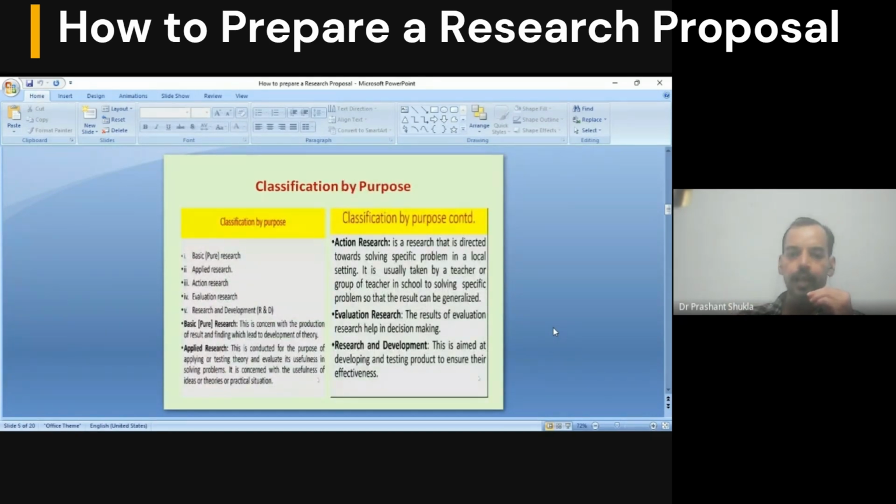The first one is classification by purpose. Now, this point has already been discussed by the previous 2 esteemed speakers, so I would not go into detail. So on the basis of purpose, there are 5 different kinds of research. The first is known as basic or pure research, which is concerned with the production of research and findings which lead to development of a new theory. The second is applied research, which is conducted with the purpose of applying or testing a theory in practice.